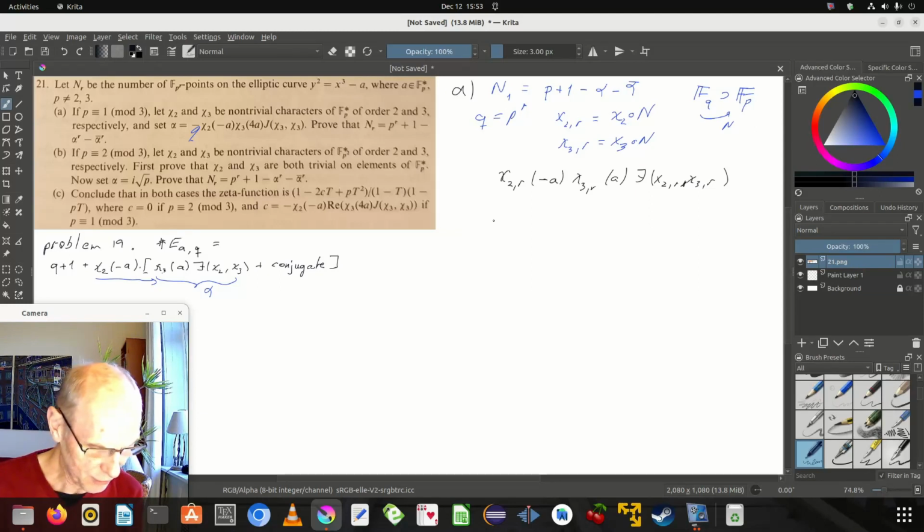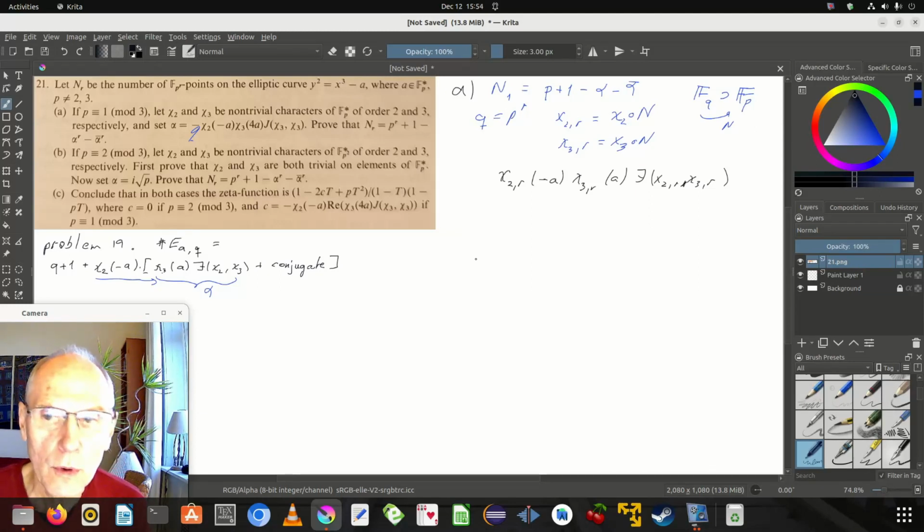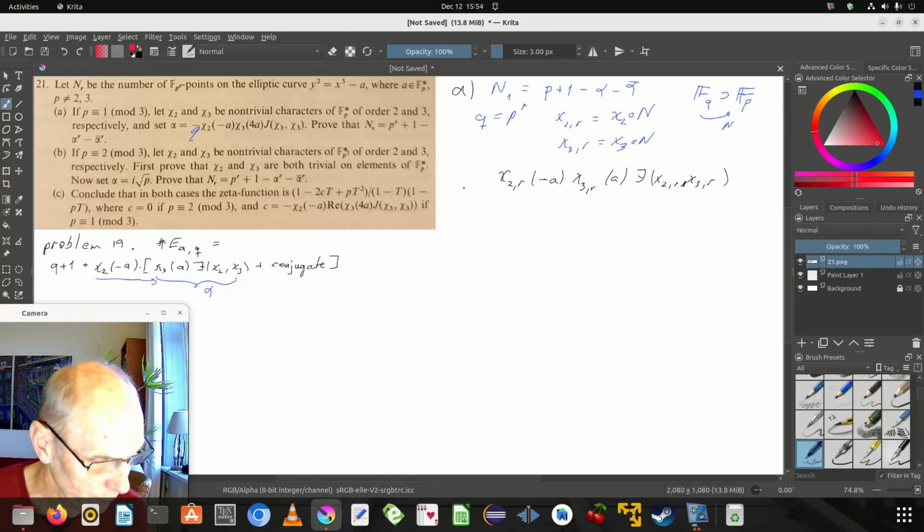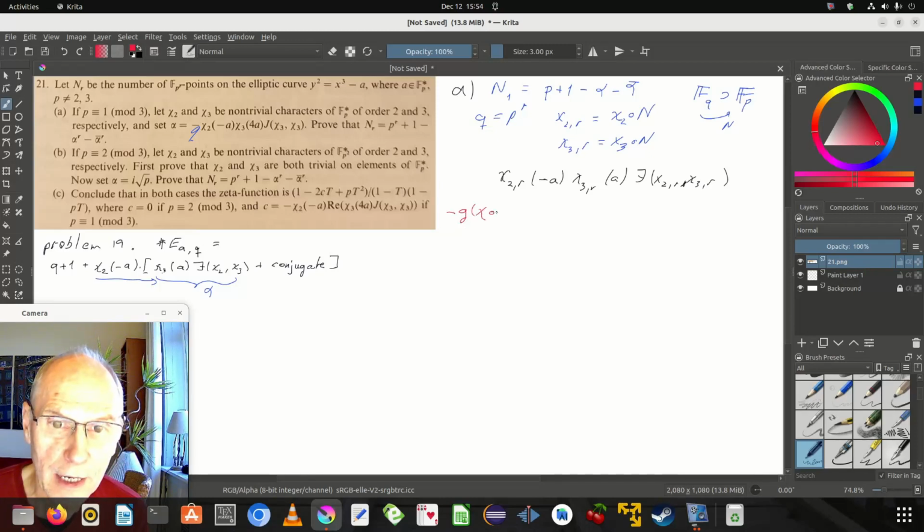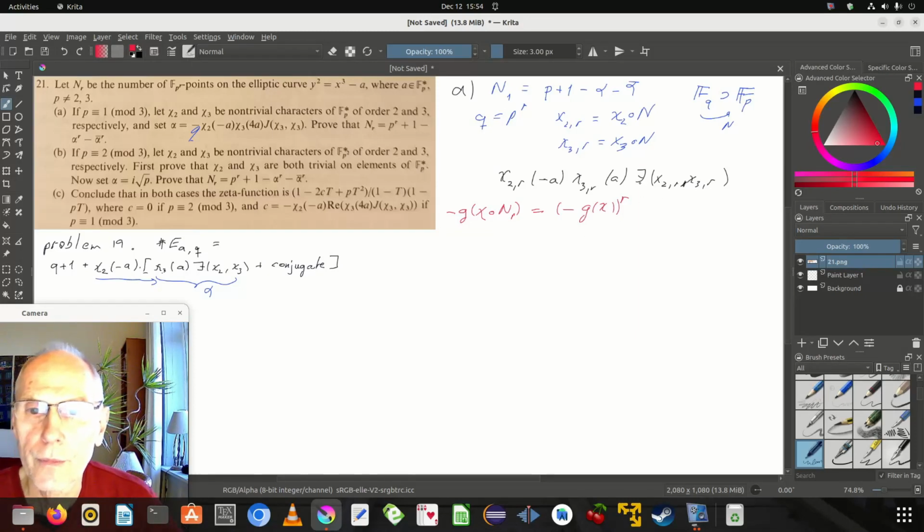The Hasse-Davenport relation: minus g of chi times the norm from r equals minus g of chi to the r-th. That's interesting. What does that really take care of?